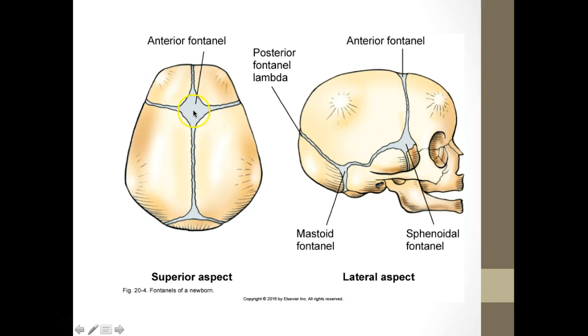Here's another picture. Here's your anterior and your posterior fontanels. I don't know why they put it on this one and not on this one, but okay. Here's your sphenoidal fontanel and your mastoid fontanel.